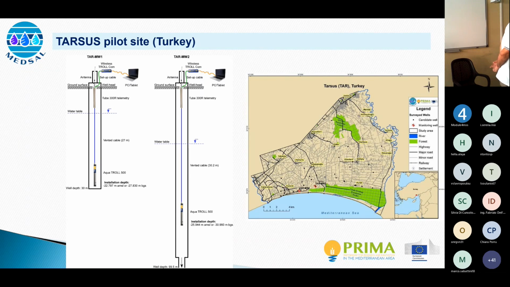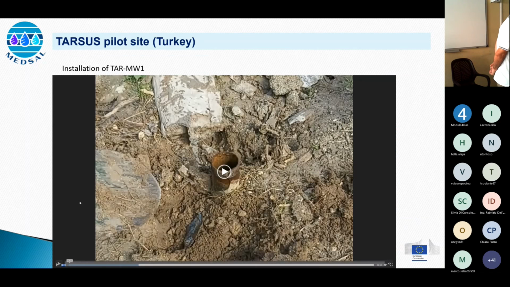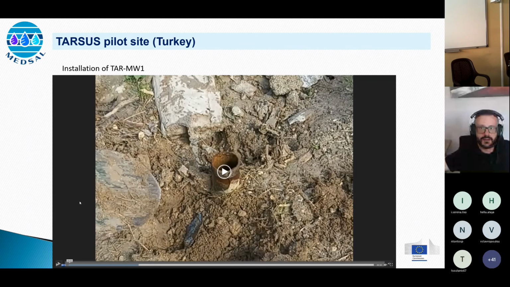Yeah, this is the setup of the wells. In the 30 meter well, our sensor is at minus 22 point something. The other one is at 26.044 meters below the surface. This is the well where we installed the sensor.